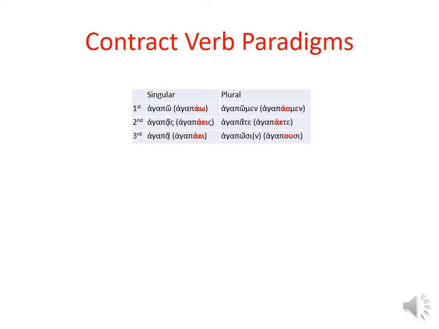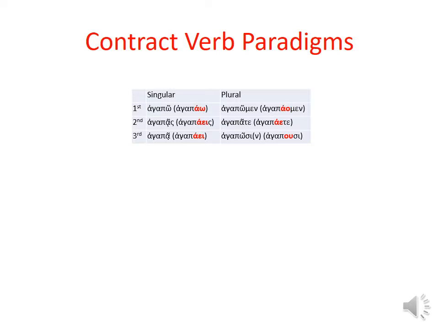So if you look through and consider the rules we just looked over, the forms that we get are just the result of the contraction rules. Alpha epsilon by rule becomes alpha and the iota subscript. Alpha epsilon becomes alpha and the iota subscript. Here omega is going to win. Here alpha will win. And here it becomes omega because of the omicron there.